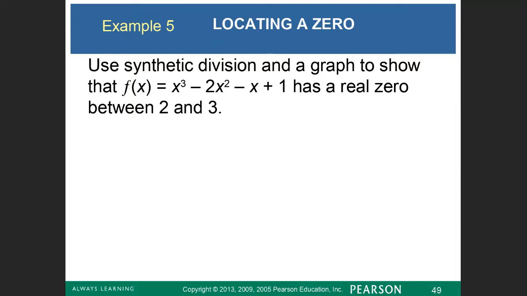Here, you have to use synthetic division and a graph to show that f of x equals x cubed minus 2x squared minus x plus 1 has a real 0 between 2 and 3. So it says has a real 0, so it means when we evaluate this using synthetic division, you are going to get opposite sign here. That's the expected value. Okay, so let's try that.